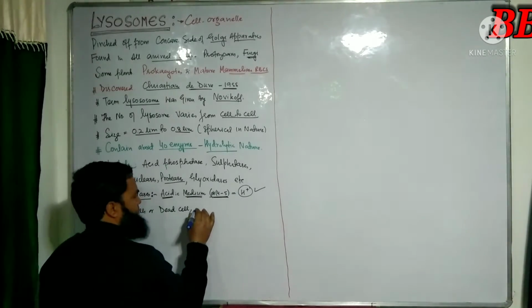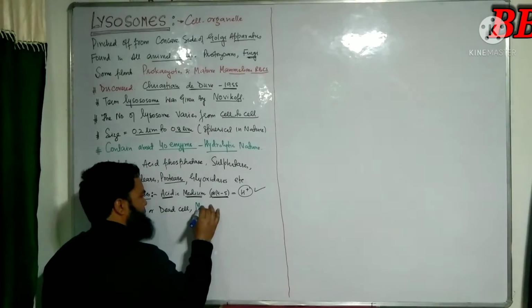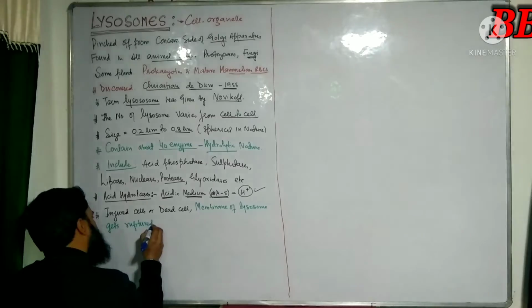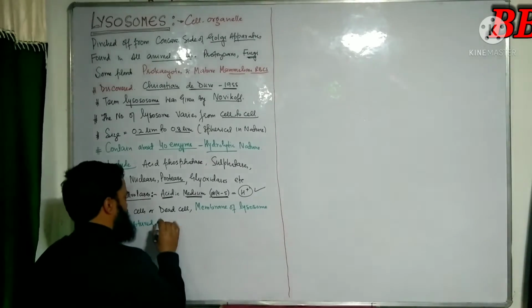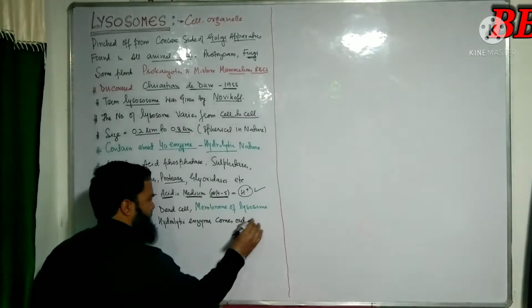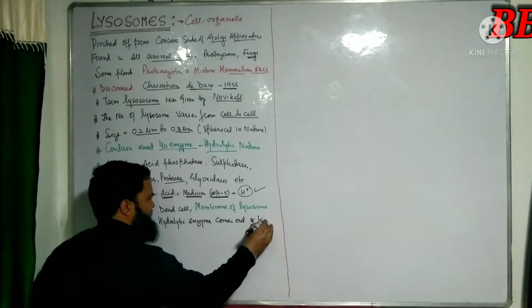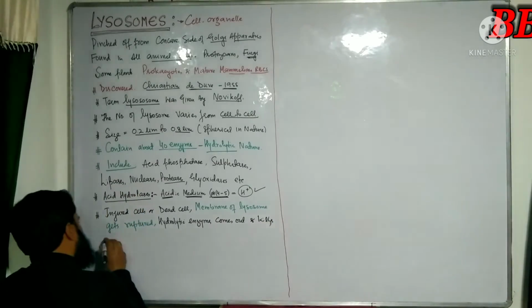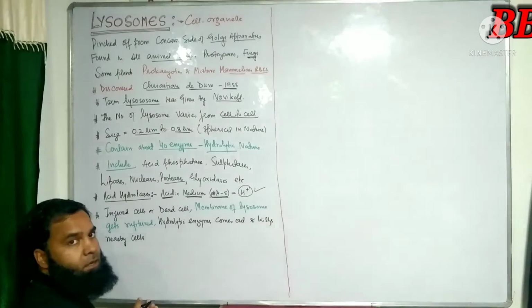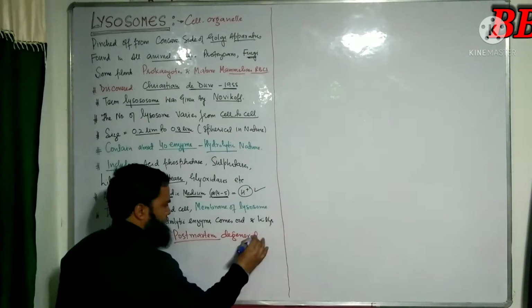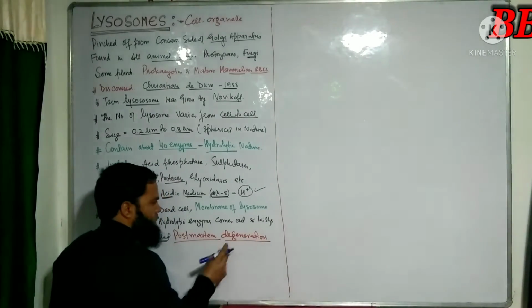The membrane of the lysosome gets ruptured. Then what happens? Hydrolytic enzymes come out and kill the nearby cells. This is called post-mortem degeneration. I hope you got this information.